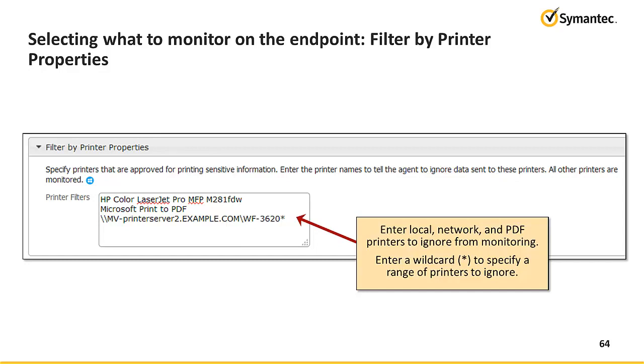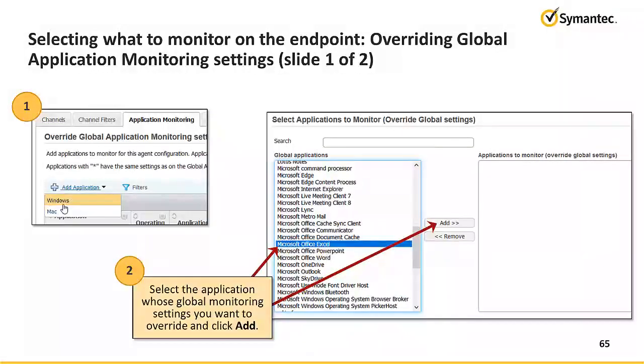As with other filters in the Agent Configuration section, you can use the asterisk as a wildcard character to ignore a range of printers. On the Application Monitoring tab, you can specify different application monitoring settings than those that are configured under System, Agents, Global Application Monitoring, and that apply globally to all DLP agents. The settings that you specify on an agent configuration's Application Monitoring tab will override Global Application Monitoring settings and apply only to those agents to which that agent configuration is assigned.